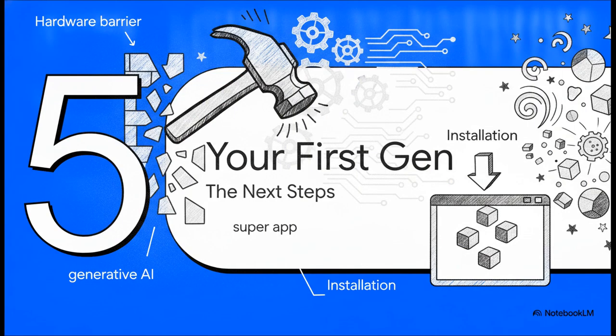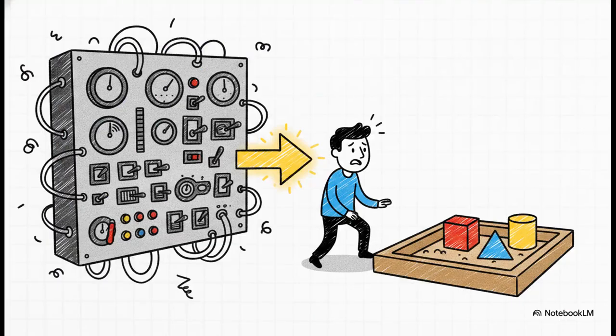Okay, let's dive into this. Section 5, making your first generation, the next steps. You've broken the hardware barrier, you've got the app fully installed, and now it's time to make your first generation. When you first launch that web interface, you're going to see a lot of options, and yeah, it can feel a little overwhelming. Don't panic.